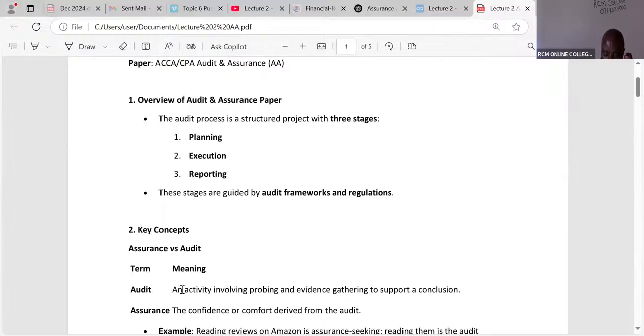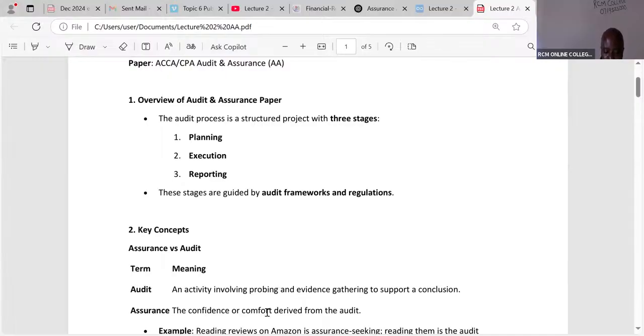audit is an activity involving probing. Probing means asking intense questions and gathering evidence to support a conclusion. Yeah, we are gathering evidence for us to be able to support a conclusion. And in all cases, audit is normally done over financial statements. We audit financial statements. How about assurance?